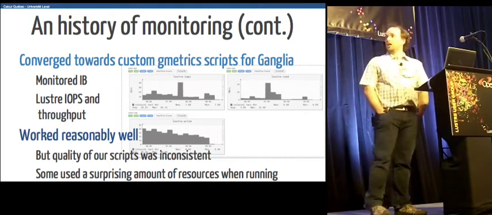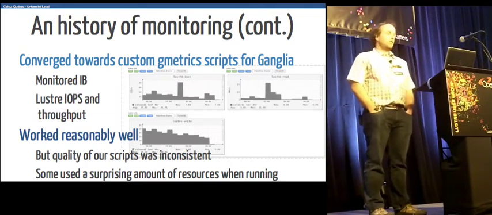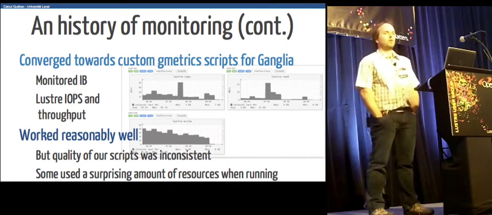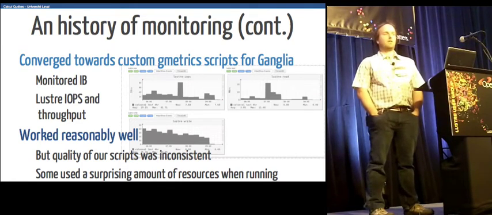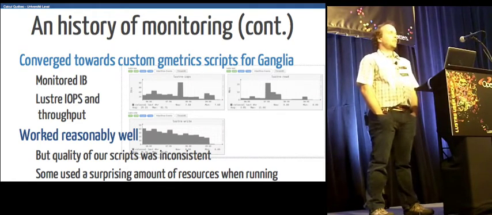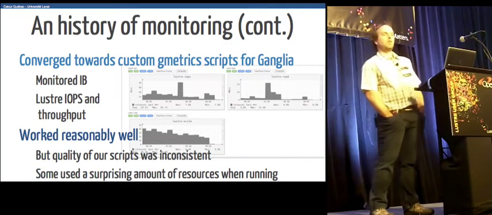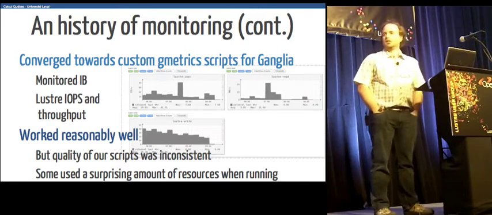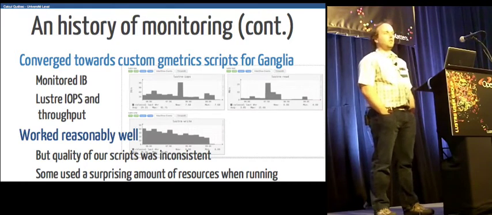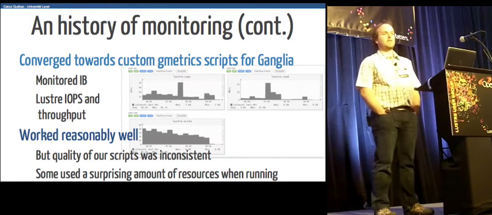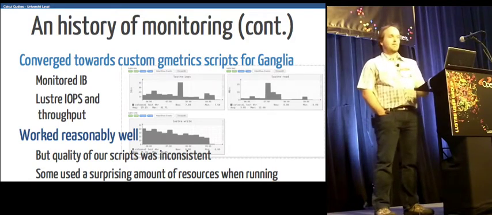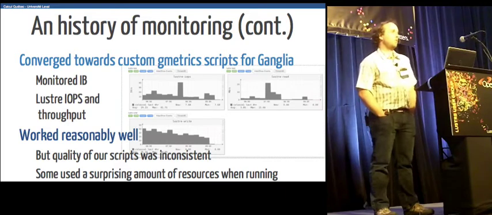What we realized down the road is that our own home-grown scripts were of inconsistent quality, and they tended to use a lot of resources on the servers on which they were running. If we were running Lustre monitoring every 30 seconds or so, we would see the monitoring script come up in the process list pretty high as far as memory and CPU usage was concerned.